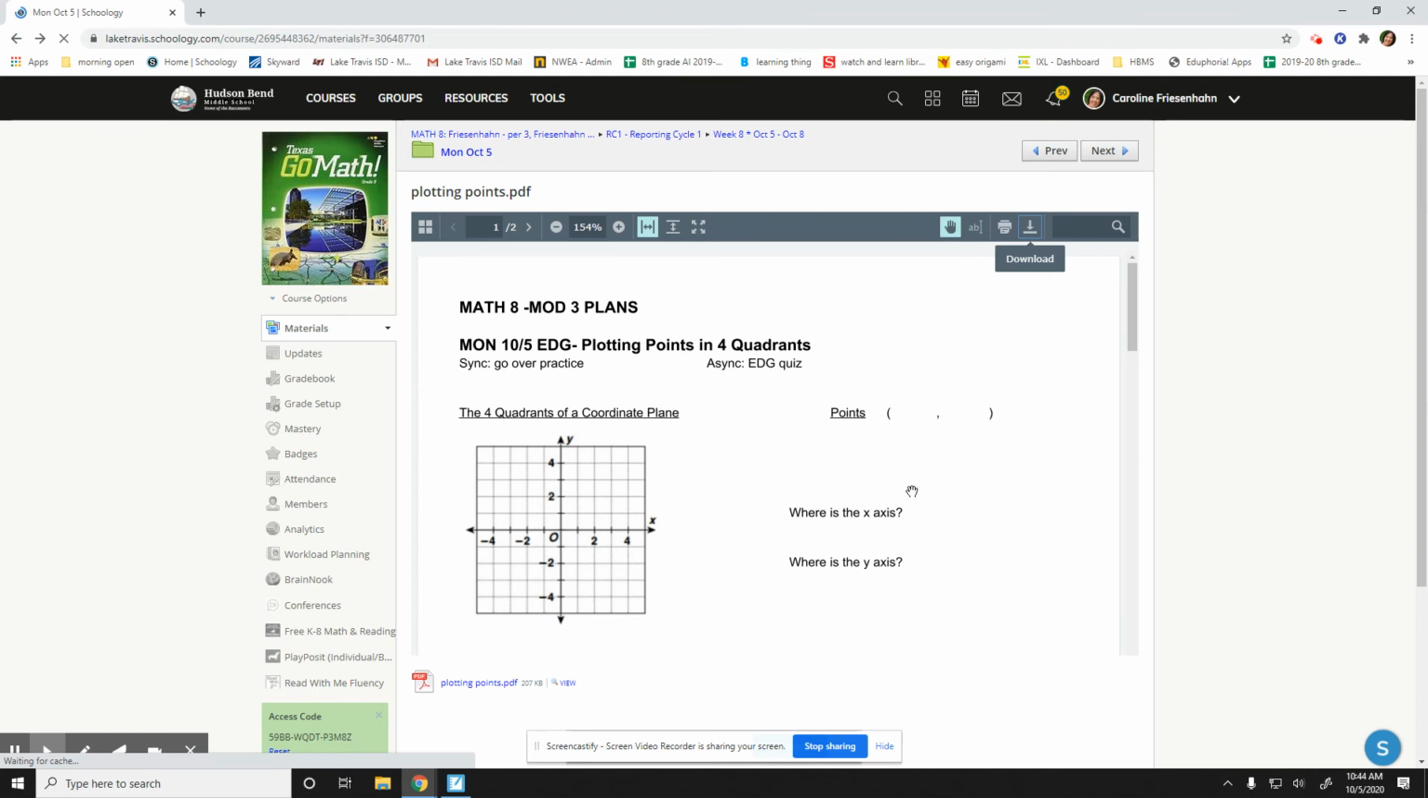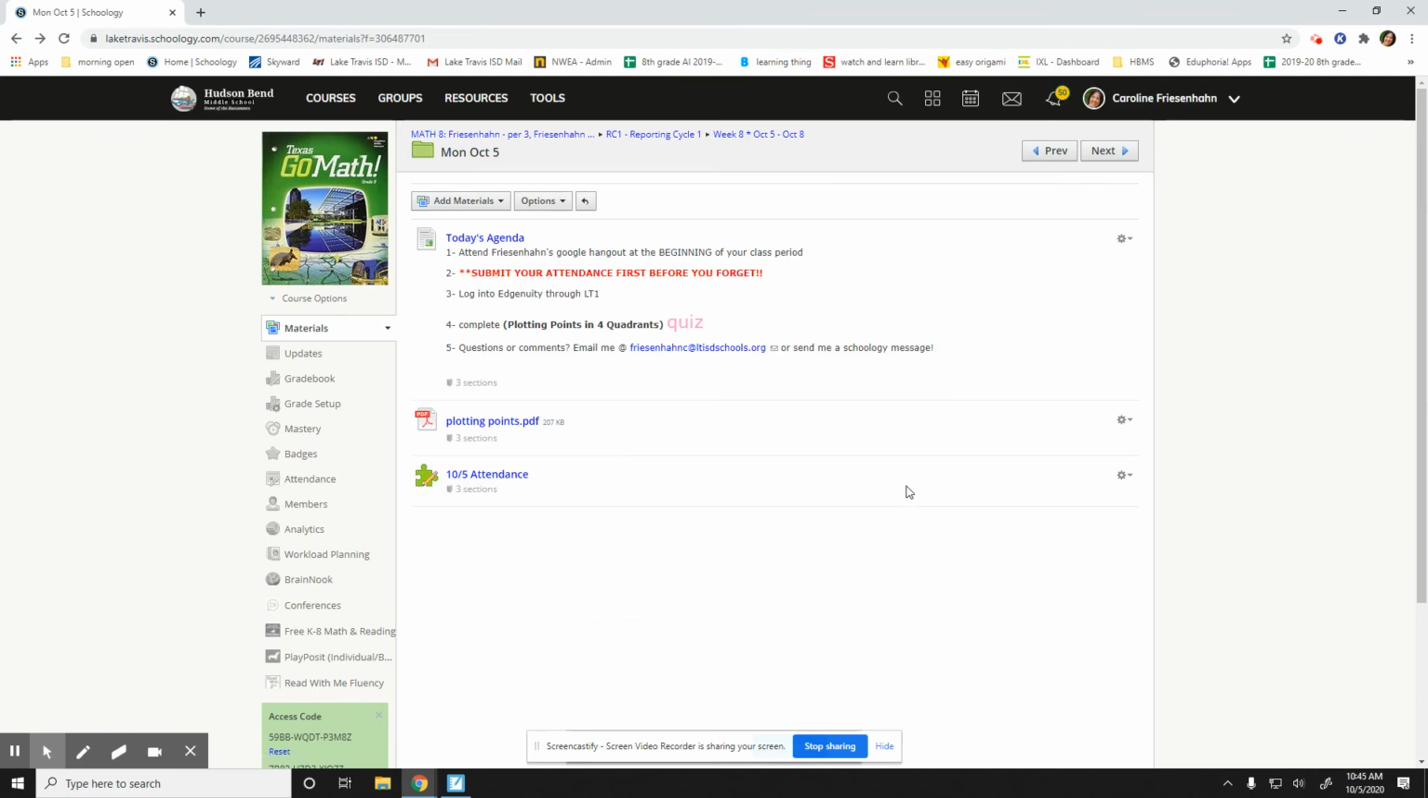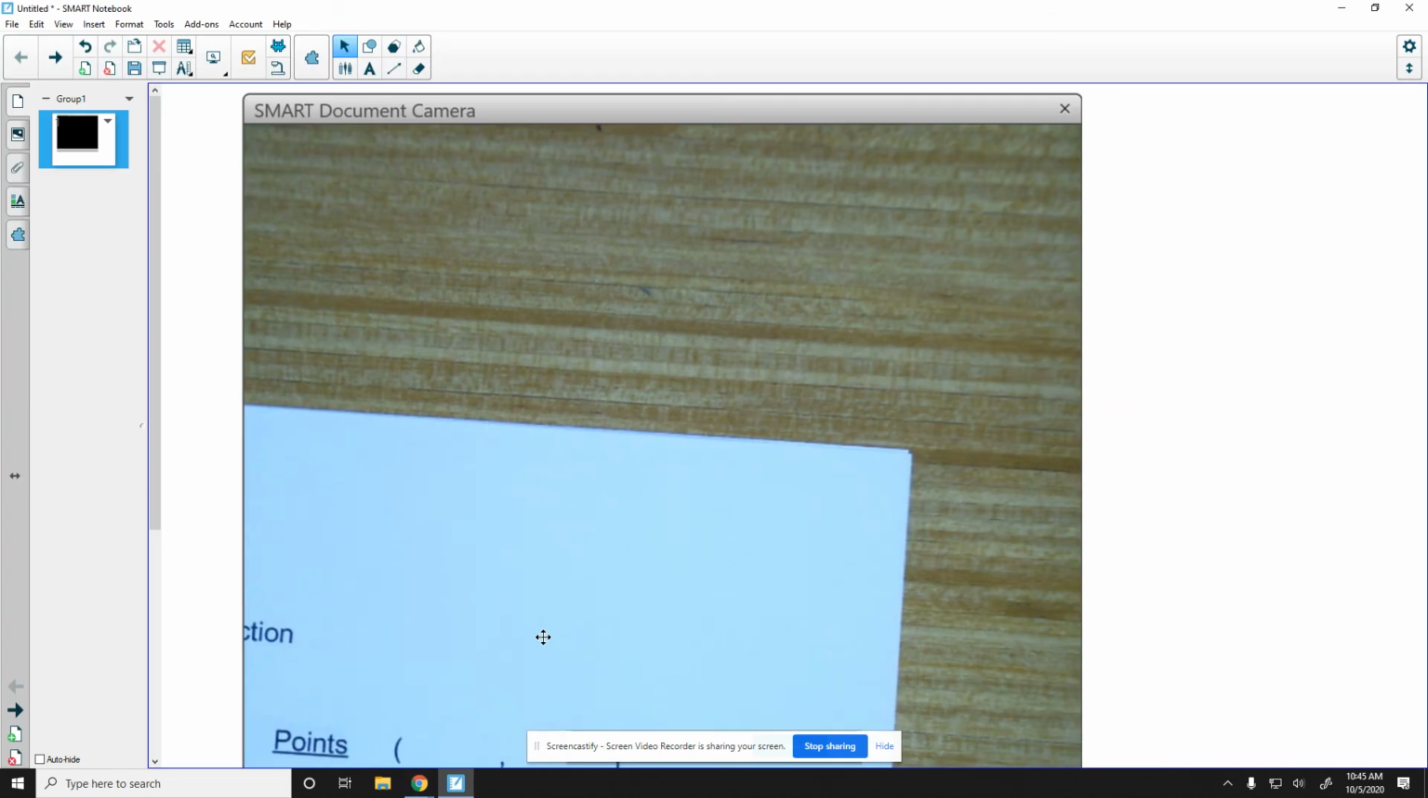This is what we're talking about today in class. We're going to practice doing that. Then once synchronous time is over, we are all going to go into Edgenuity for one last hurrah. It's the last thing we're going to do, and then you're going to take the quiz, and then we're done. It's 10 questions, multiple choice. It's just about plotting points, so I'm hoping it shouldn't be too difficult for us, okay?